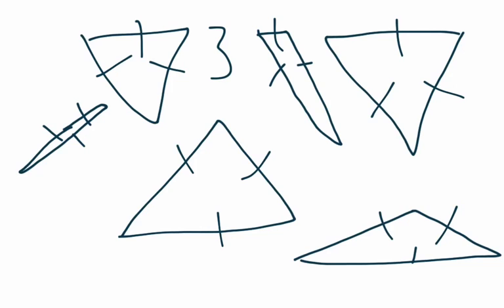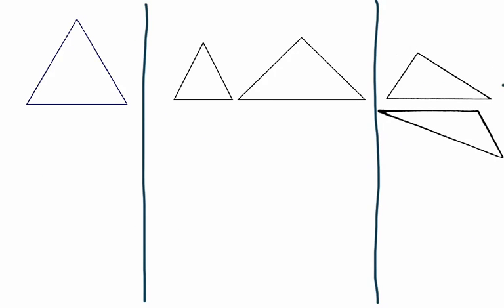But what we're looking for is specifically how to classify a triangle. So right here we have three different classifications. They are an equilateral triangle, an isosceles triangle, and a scalene triangle. Now we'll talk about equilateral first.